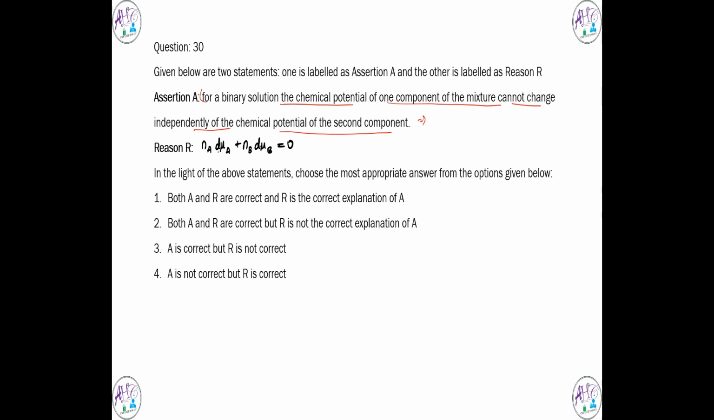And the correct equation is given here. So this is your Gibbs-Duhem equation. The Gibbs-Duhem equation states that the chemical potential of one component of the mixture cannot be changed independently. That means if you want to change the chemical potential of Na, you cannot do it independently, but by changing this, you'll also have an equal impact on Nd. This is the actual explanation. So with this we can say option 1 is the correct answer. Both A and R are correct, and R is the correct explanation for A.